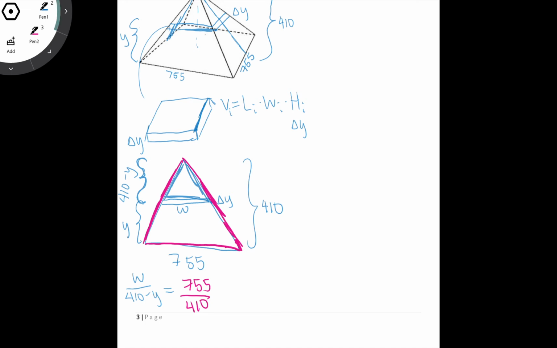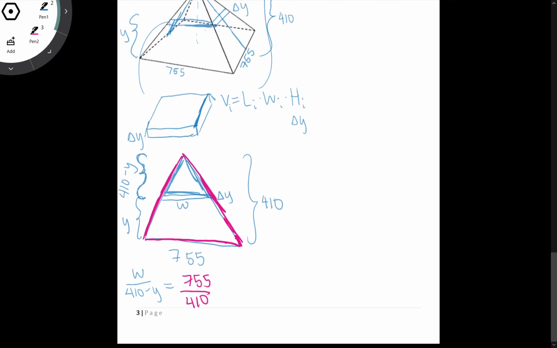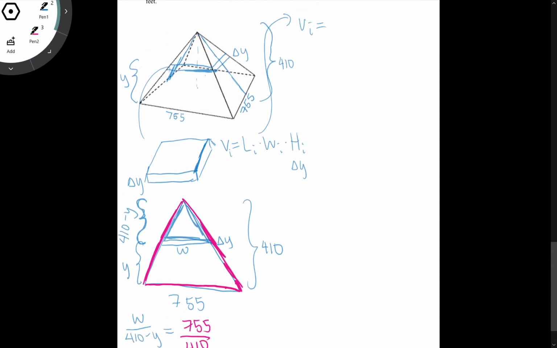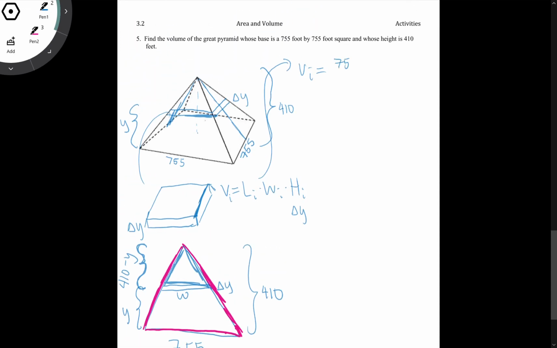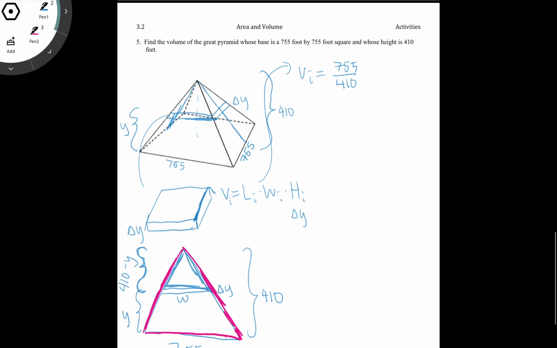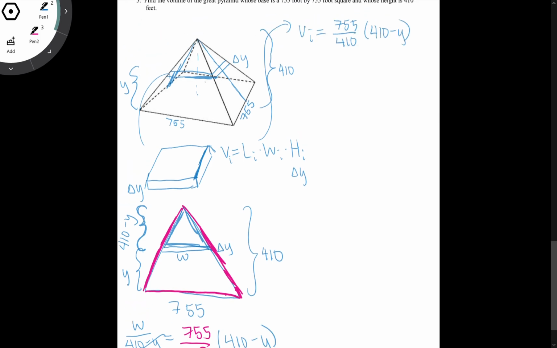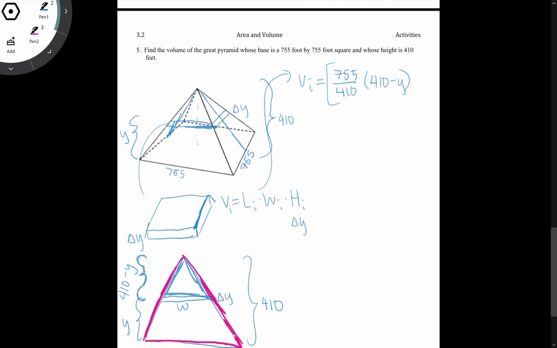And when I go back up to this formula, that means that the volume of my slice is going to be the length and the width, which are actually the same. They're both 755 over 410 multiplied by 410 minus y. Down here we would just multiply 410 minus y, so that's what we're plugging in up at the top. That's my length and also my width, which means I need to square it. And my height is a delta y.